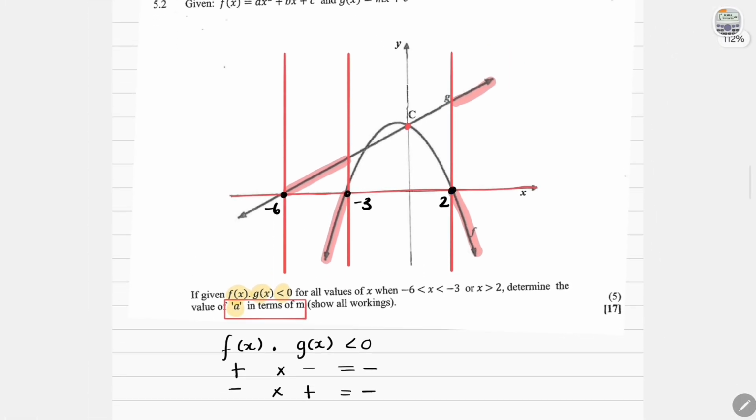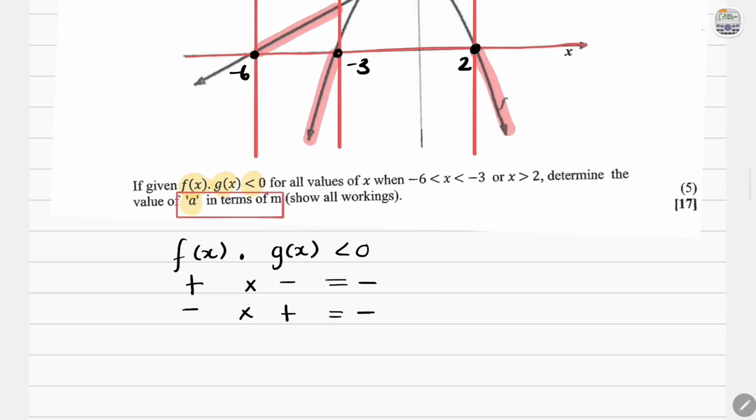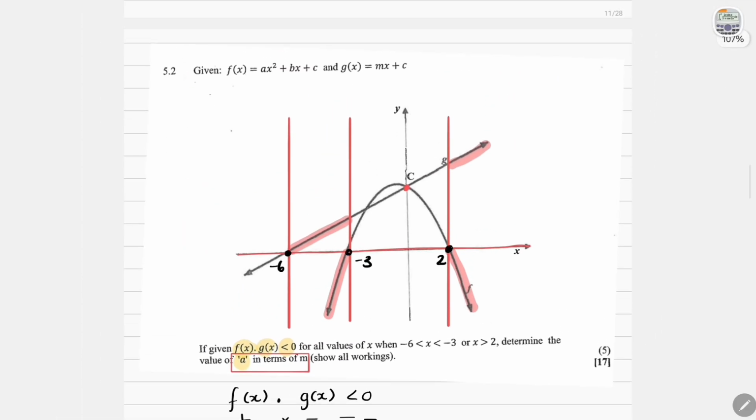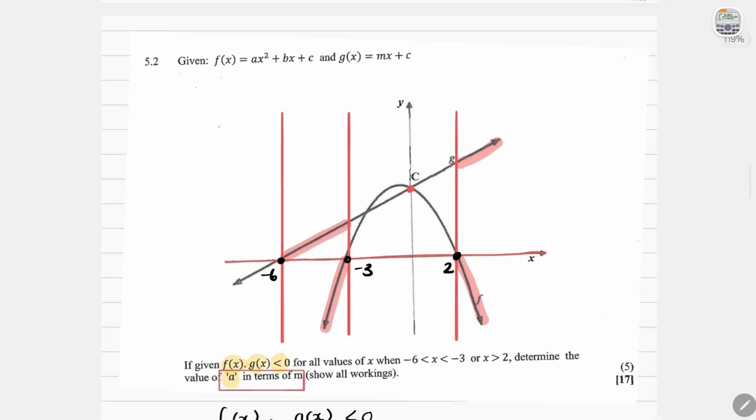Okay, so what does that help us to find? Well, it has helped us to find the x-intercept of g and f. How can that help us to solve for a in terms of m? Okay, let's see what we have. The graph of f looks like this, and the graph of g is this. They both have a common y-intercept.